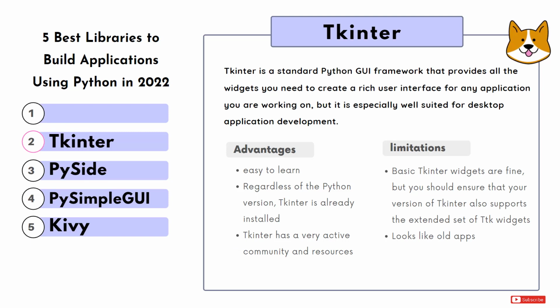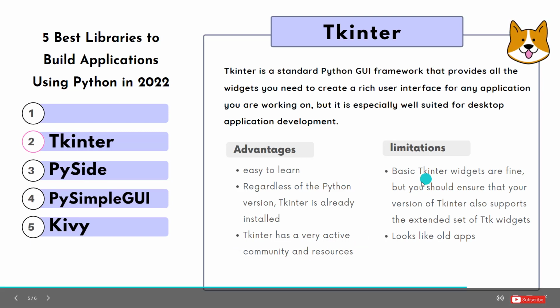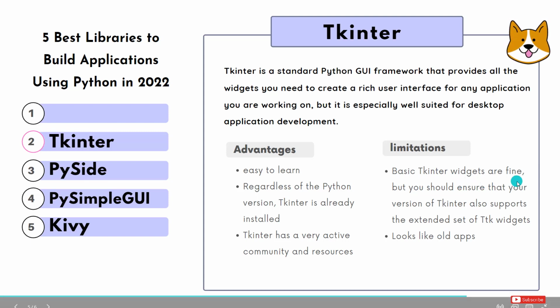But here we also have some limitations. The basic Tkinter widgets are fine, but when you build that Tkinter interface, it looks like an old application. And it also says that you should ensure that your version of Tkinter also supports the extended set of Tk widgets. You just have to take care of this thing. Basic Tkinter widgets are fine, and if you want to use extended versions of it, you just have to go through it first. That's the only thing. It's a bit complex if you're going through it. You have to take care of it while building an interface using Tkinter.